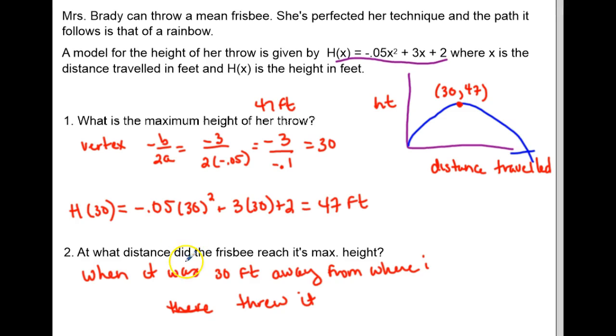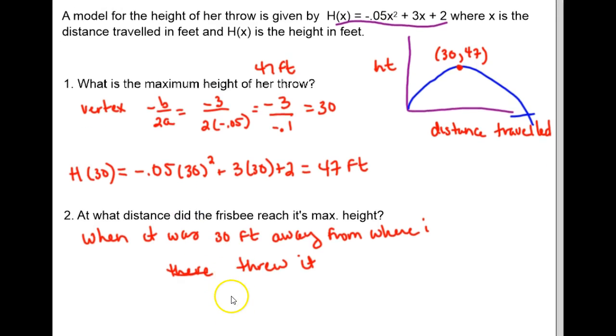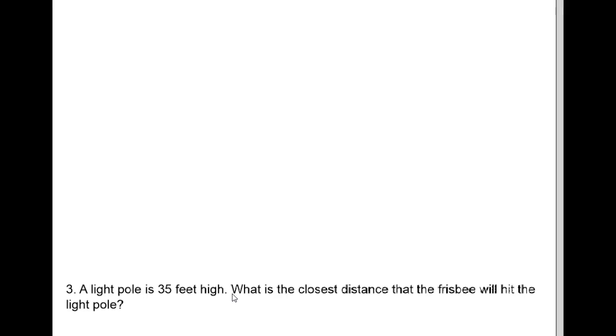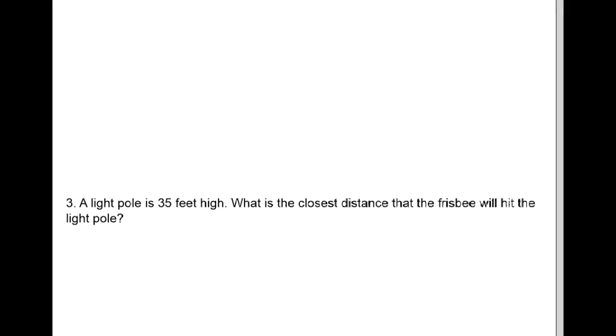Since you guys have been getting pretty good at this, we're going to add a couple more questions here. Our next question is this one.